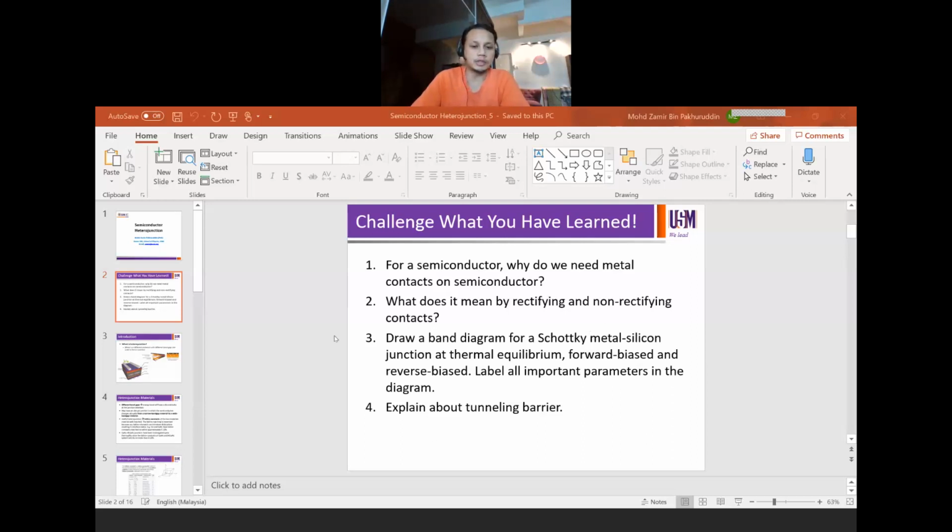Right, the final one, last one. Explain about tunneling barrier. So what do you understand about tunneling barrier? Is it an ohmic contact or is it a Schottky contact? Tunneling barrier. Where do you have tunneling? During Schottky or ohmic contact?